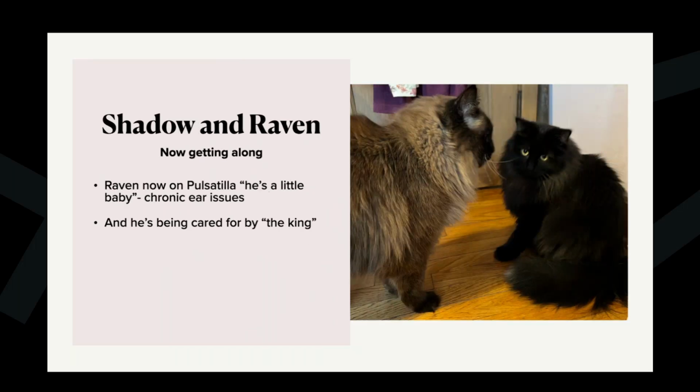Isn't that so cute? Raven now, after the stramonium, is on pulsatilla because he had some chronic ear issues, and that resolved them. And she would call him a little baby. And the ear issues were hot and kind of red and really irritating, with a lot of discharge. But there wasn't anything else in there. And they completely resolved. And she'd always say, he's just a little baby.